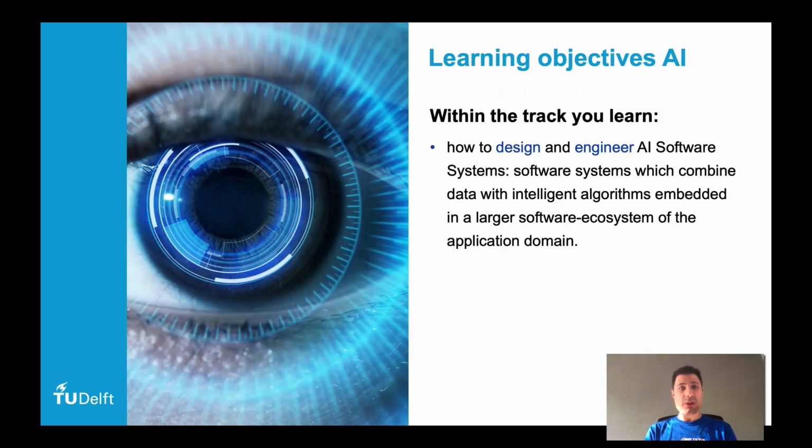In beautiful learning objective words, you are going to learn how to design and engineer AI software systems. Software systems which combine data with intelligent algorithms that are embedded in a larger software ecosystem of the application domain. Okay?